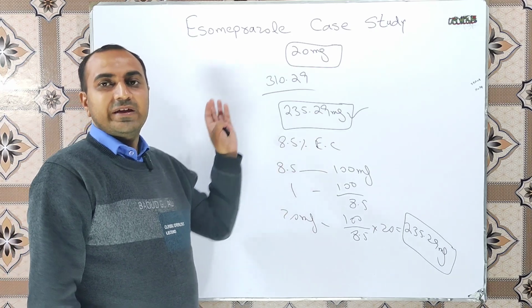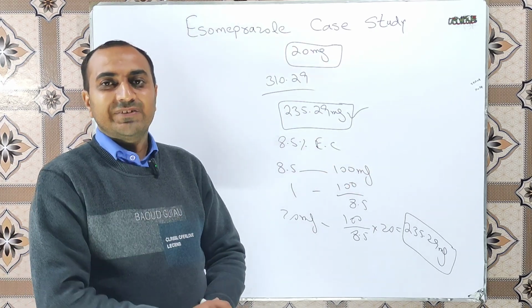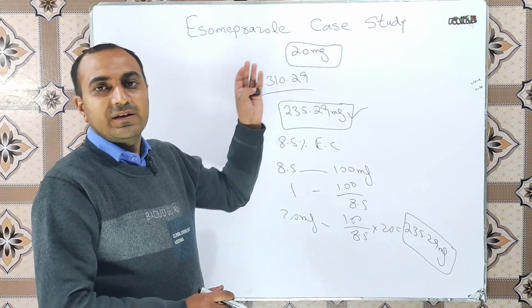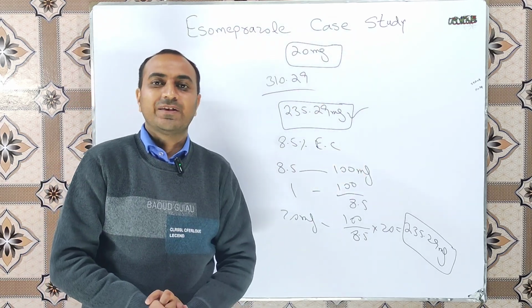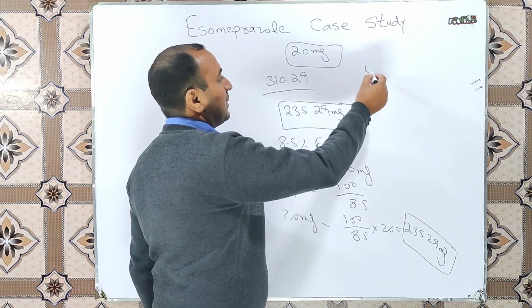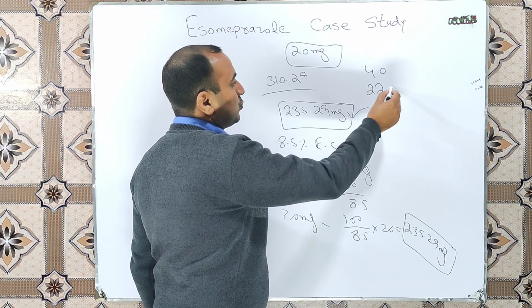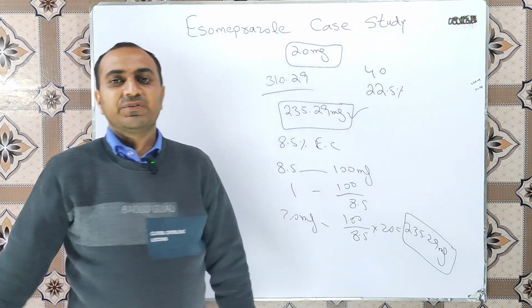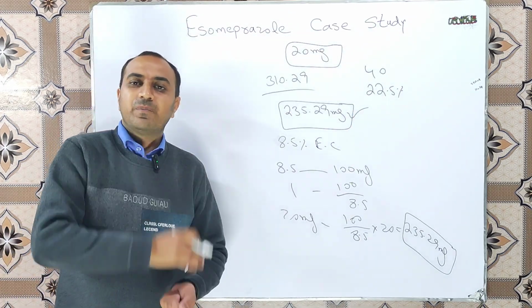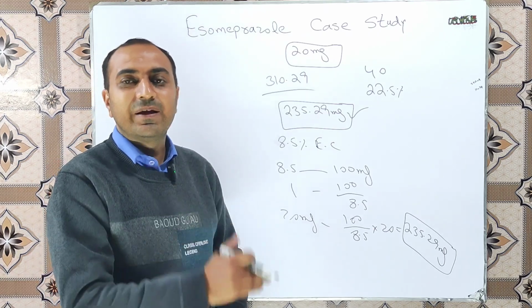Now the pharmacist was very happy, and the production manager gave him an assignment: calculate the filling weight for esomeprazole 40 milligram if our pellets label claim is 22.5%. If you want to help this pharmacist, or if you know the answer, must mention it in the comment box.